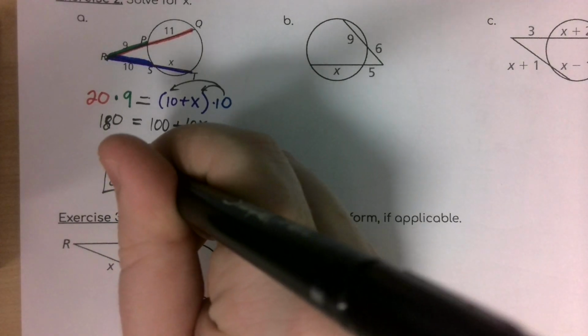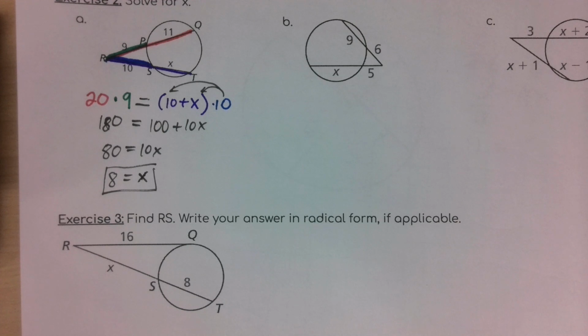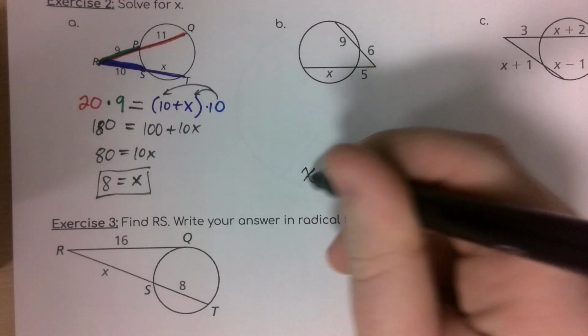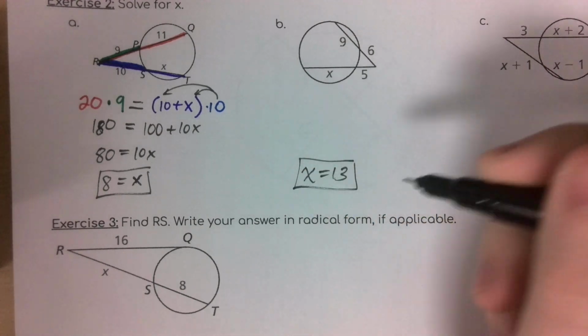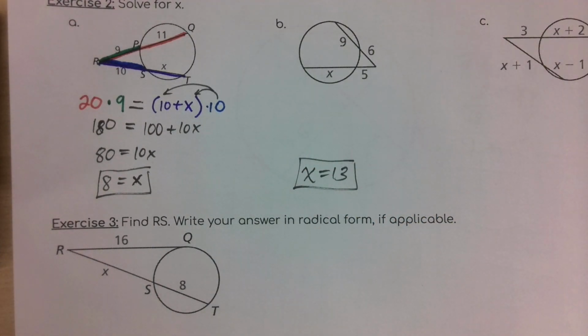I'll let you do B on your own. I will let you know that for a problem such as B, you're going to get an answer fairly quickly. I do believe that for this one, we end up getting x equals 13 when everything is said and done. You can use that to check your answer.